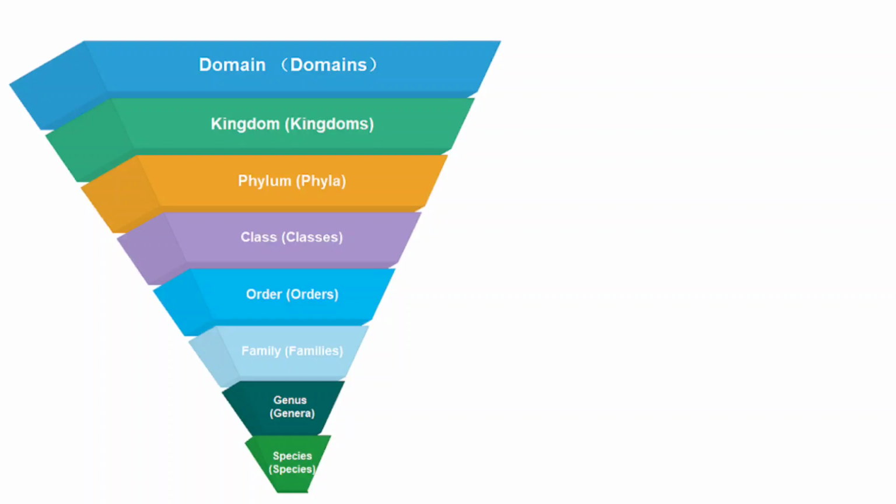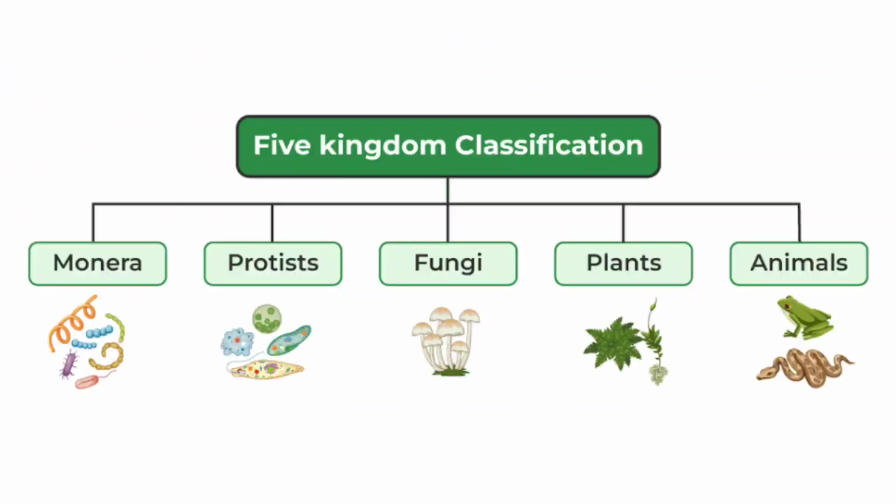Carolus Linnaeus classified living things into only plants and animals, but modern classification has created more kingdoms to accommodate organisms that are neither plants nor animals. There are 5 kingdom classifications. We have the first kingdom, kingdom Monera; the second kingdom, kingdom Protista; the third kingdom, kingdom Fungi; the fourth kingdom, kingdom Plantae; and the last kingdom, kingdom Animalia.